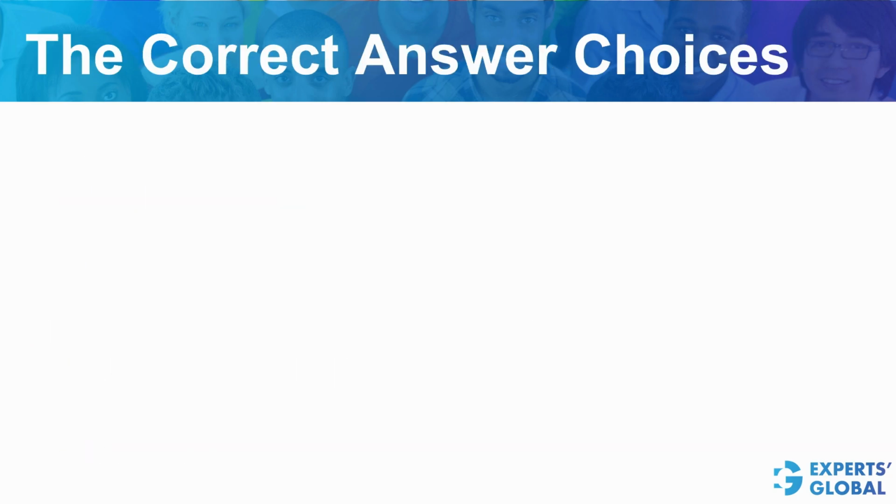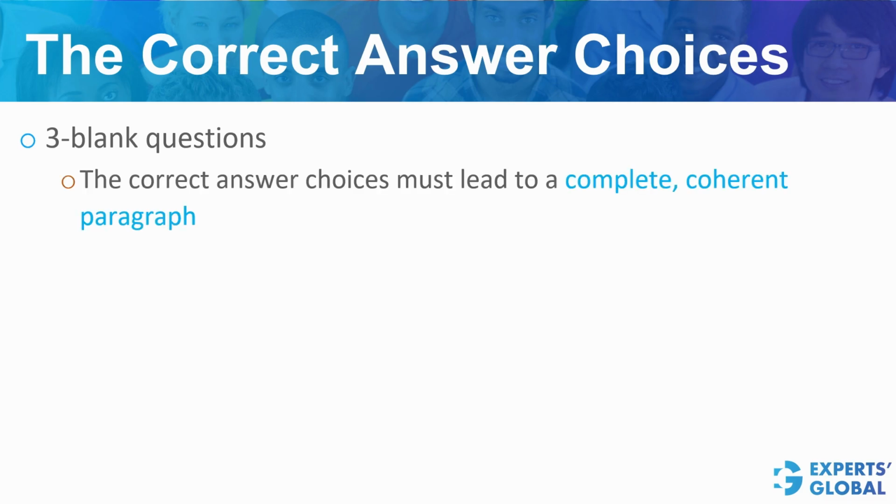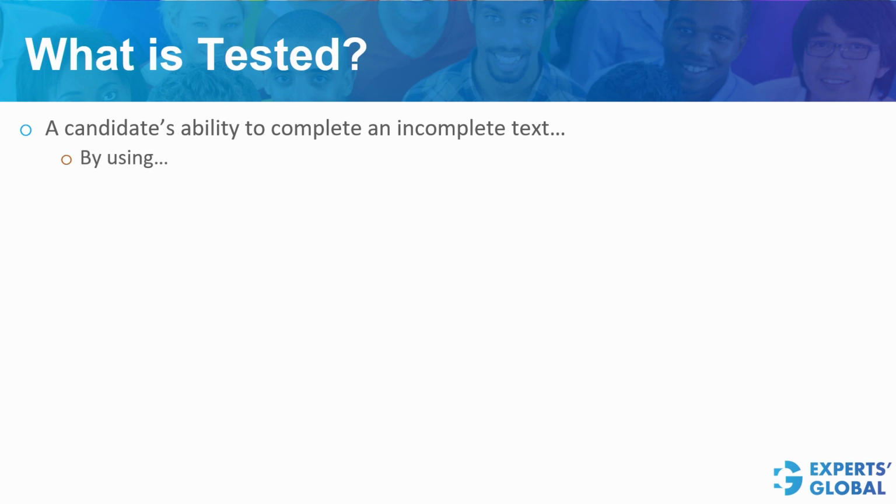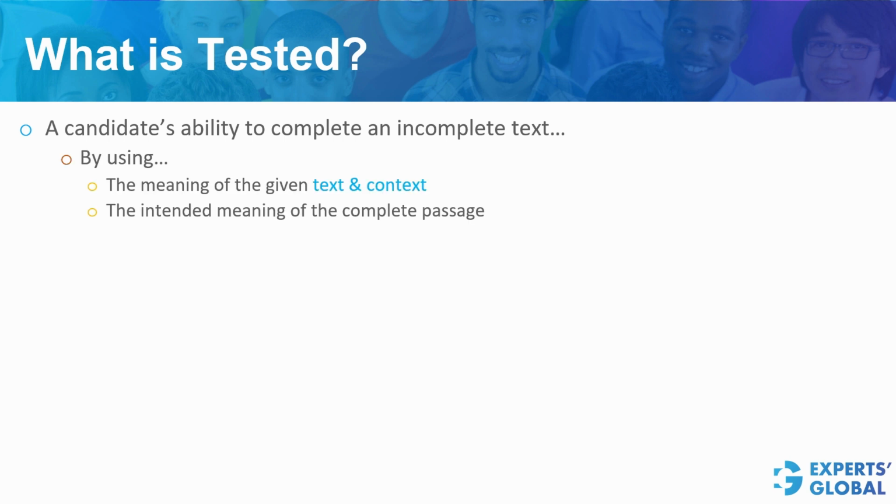Virtues of the correct answer choices. In 3 blank text completion questions, the 3 correct answer choices must lead to a complete and coherent paragraph, logically conveying the intended meaning. What is tested? These questions test a candidate's ability to complete an incomplete text by using the meaning of the given text and context, the intended meaning of the complete passage, the meaning of the answer choices.